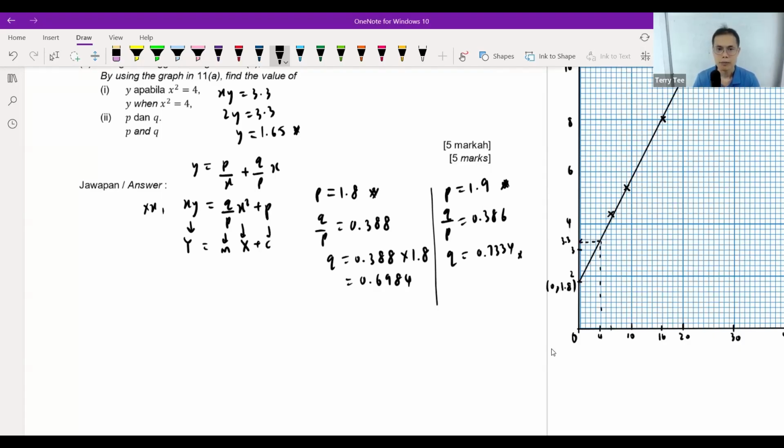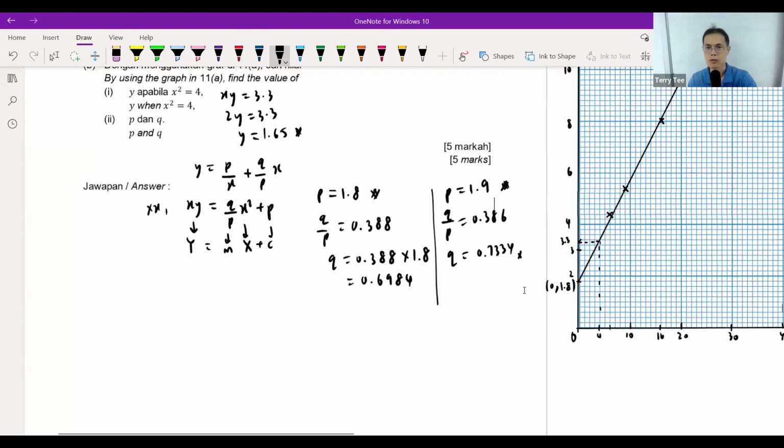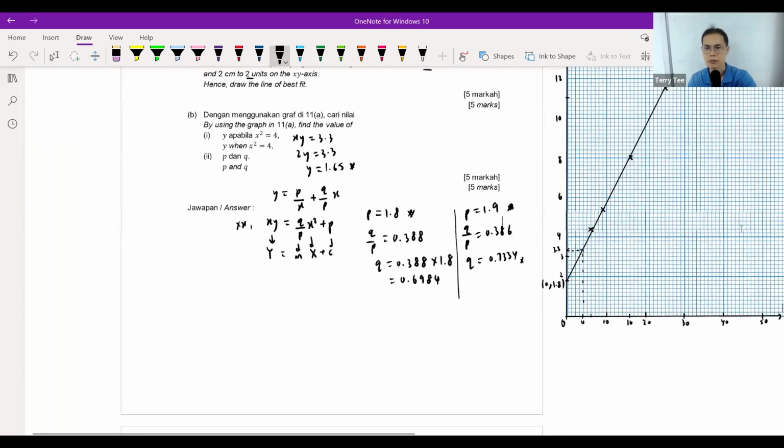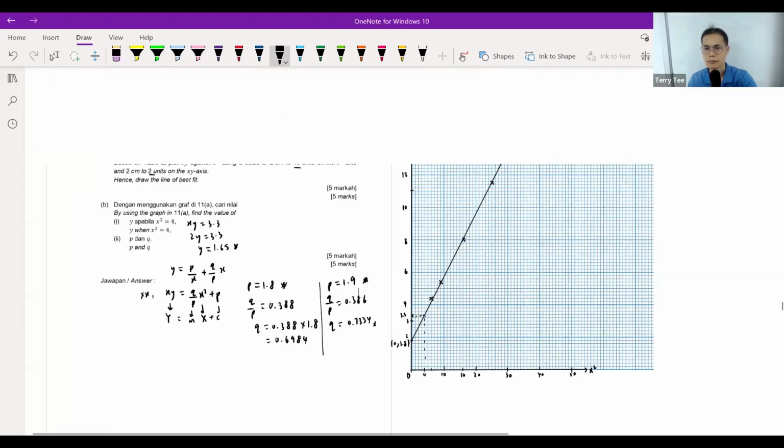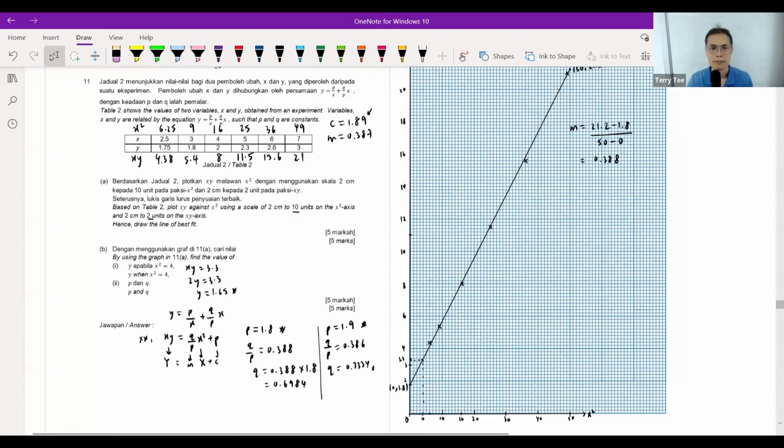All right, so I think this is not too difficult. Let me just zoom out for you to see the graph once again.